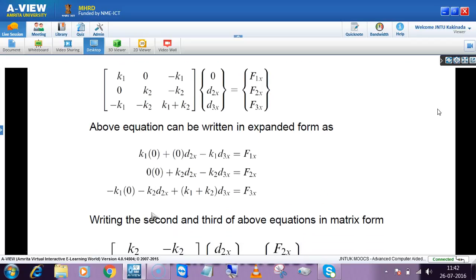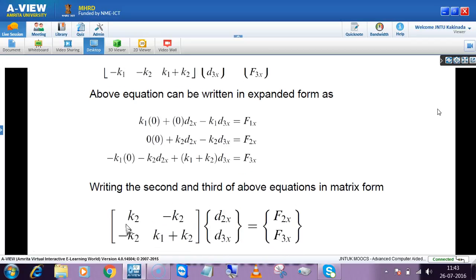So right now there is only this equation and this equation. It will come as 8.